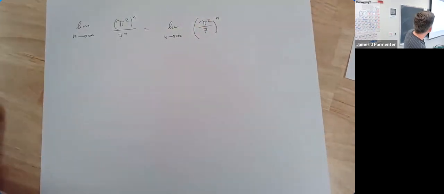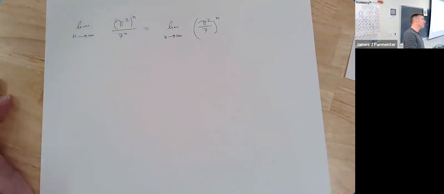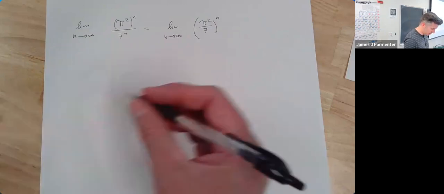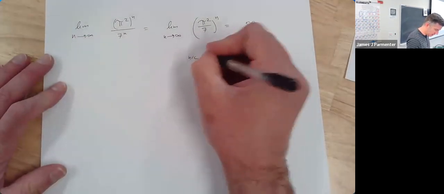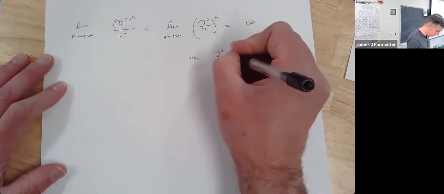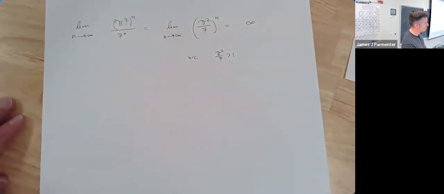Here's the question. Is that fraction bigger than 1 or less than 1? Well, I'm trying to make it a little tricky. Is pi squared bigger than 7 or less than 7? Definitely bigger, because pi is bigger than 3, so pi squared is definitely bigger than 7. So that fraction is bigger than 1, and you're multiplying the thing that's bigger than 1 by itself over and over and over. That expression is getting infinite. So this limit's going to be infinity. And you can say because pi squared over 7 is bigger than 1. To me, that's a good enough reason.